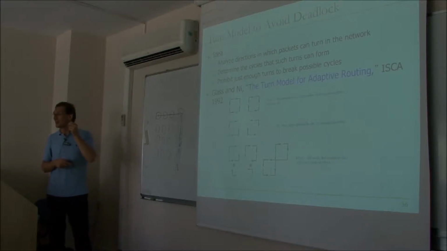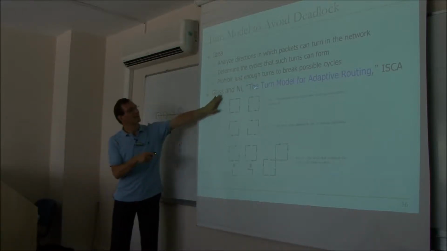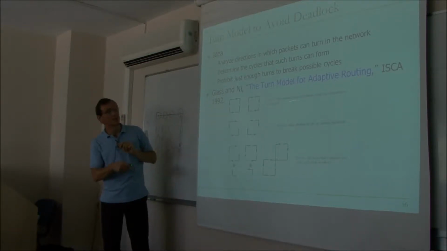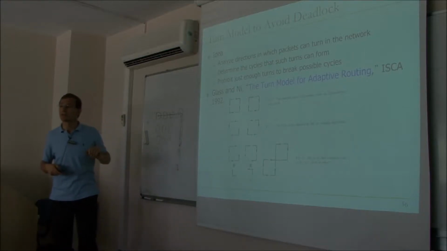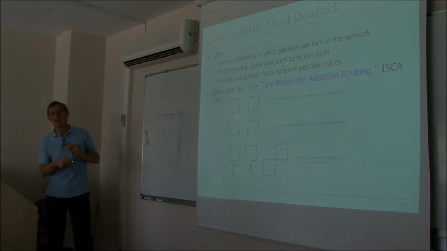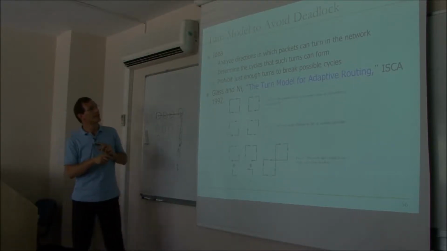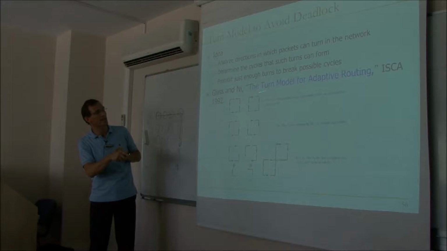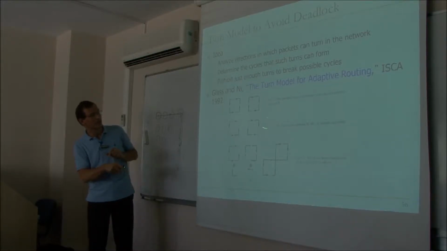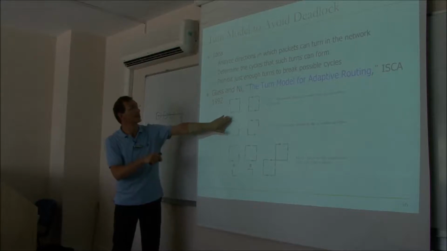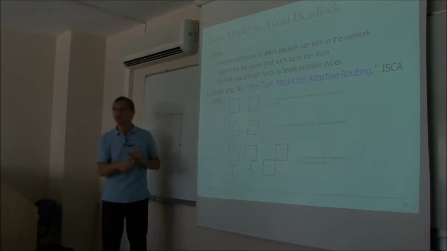And this paper that appeared in ISCA in 1992 actually introduced a turn model to avoid deadlock. How do you design these routing algorithms to be deadlock free? Basically, any routing algorithm can be analyzed in the way packets can turn in the network. Like how do they change? How do they go from X through Y or Y through X? Or what kind of turns do you have? And you can determine the cycles that such turns can form for a given routing algorithm. And you can prohibit just enough turns to break possible cycles.